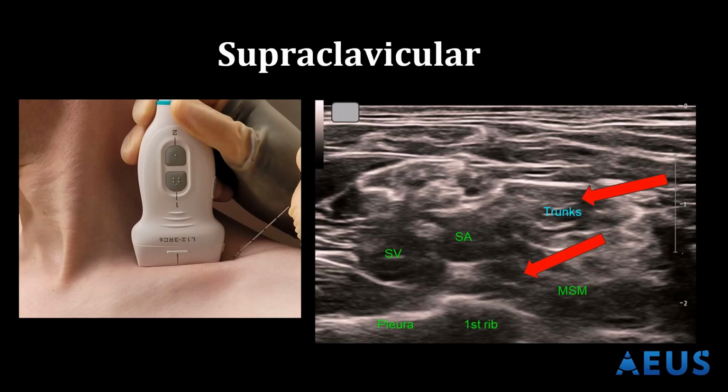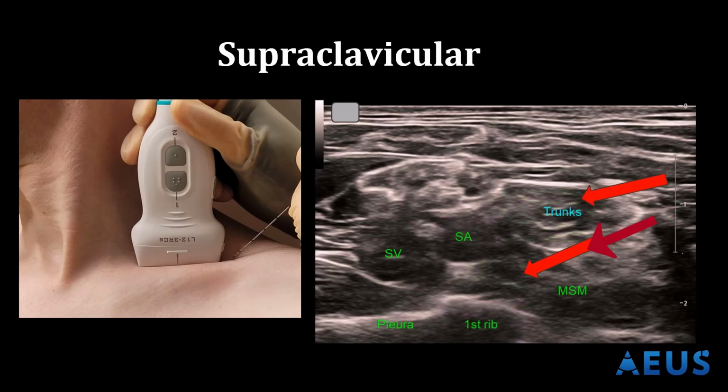The patient again should be positioned partially sitting at an angle of 45 degrees with a rolled towel behind their back, head turned away from the block site. The transducer is placed in a transverse orientation, this time in the supraclavicular fossa in the midclavicular area. The probe needs to be tilted steeply caudally into the chest, almost at 90 degrees, until the first rib, subclavian artery, and brachial plexus are identified.